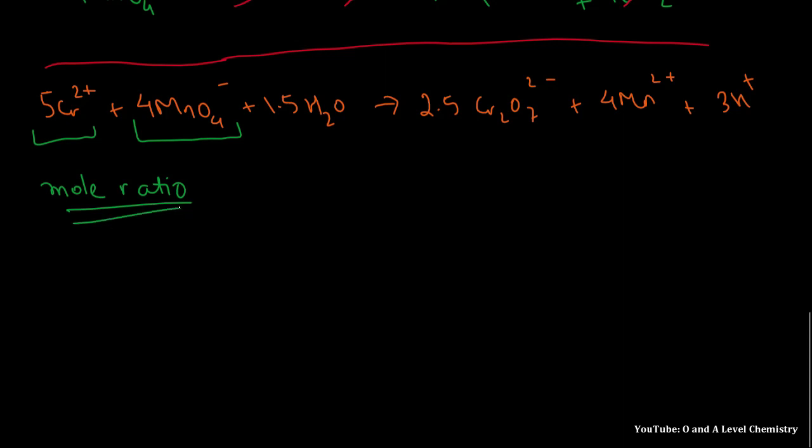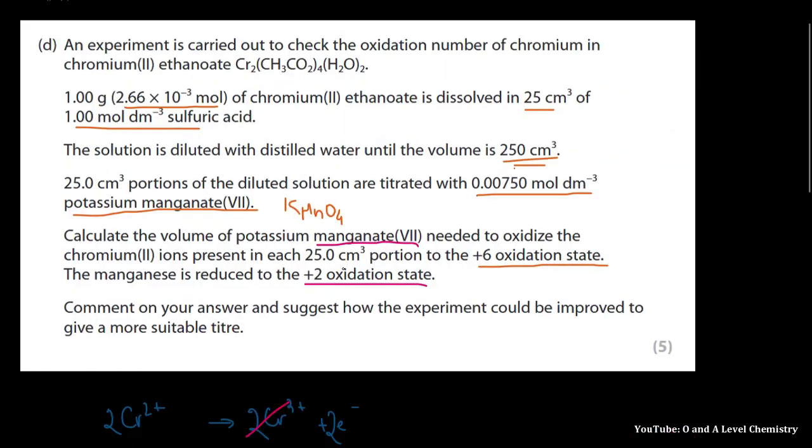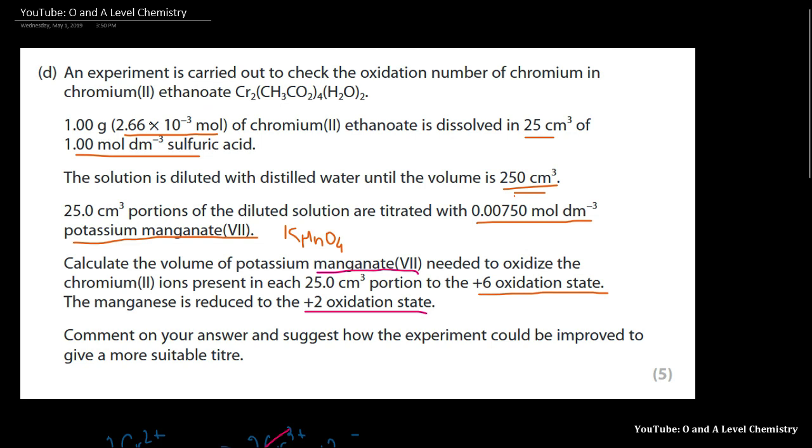That is the mole ratio. So we did all of this work to figure out the mole ratio. So in this problem, we've seen that I have taken 2.66 times 10 to the power minus 3 moles of chromium ethanoate, which was made up to 250 cm cube. So in this 250 cm cube, I have 2.66 times 10 to the power minus 3 moles of chromium ethanoate. But I didn't take all of it to react with KMnO4, right? I just took 25 cm cube of that portion. So I've basically taken 1/10 of this.